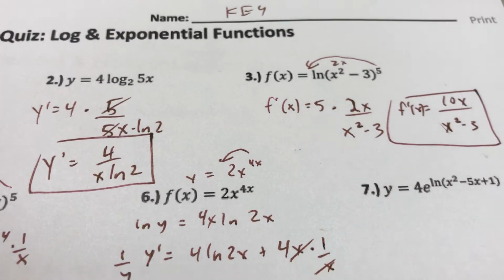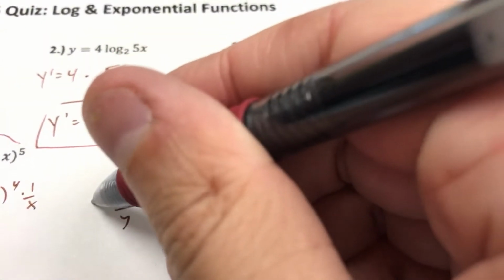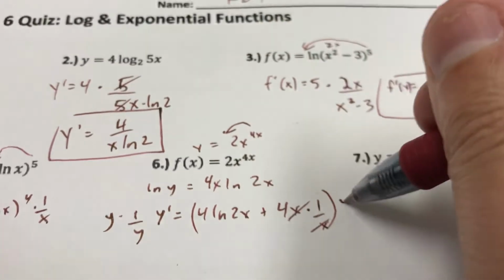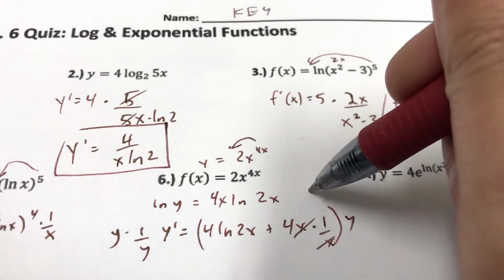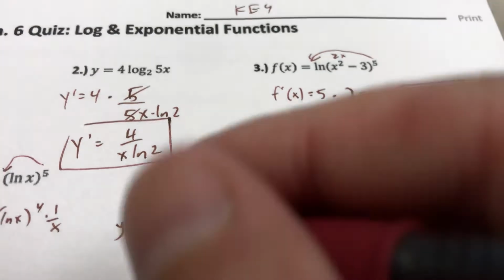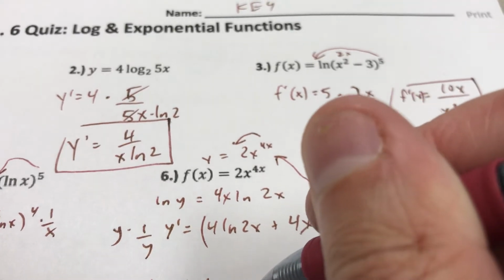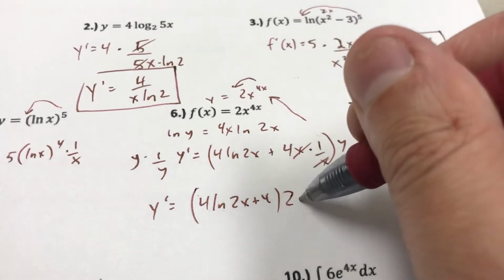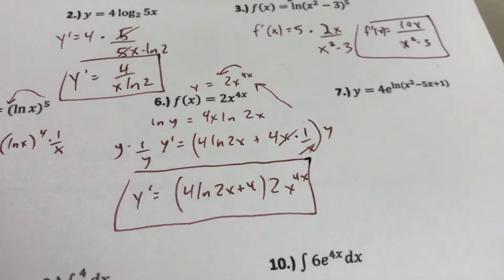Okay, and what you're going to end up with then, you want to solve for y prime, so you're going to multiply both sides of the equation by y. You'll multiply this side by y, and this whole side of the equation is getting multiplied by y. Okay, now don't leave that as a y. We know that y is the same thing as 2x to the 4x, so you're going to see the original function pop up back in here again. So we're going to get y prime is equal to 4 ln of 2x plus 4, all of that times the value of y, which was 2x to the 4x. So these are big and ugly. They usually don't simplify very much. That's all that's going on there.